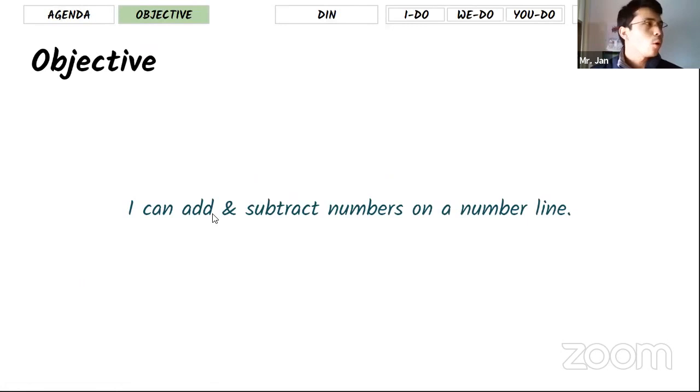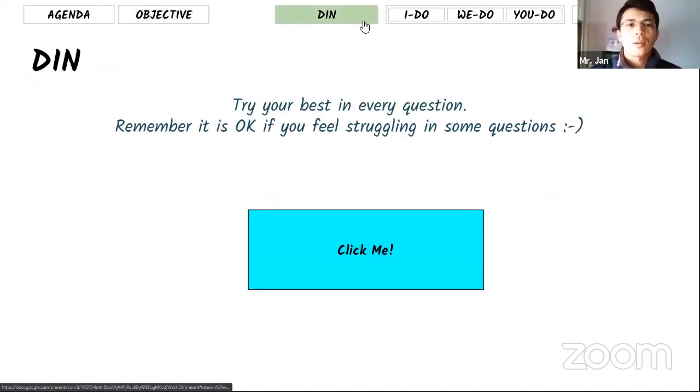Okay, so let's go to the objective. This is the goal that we need to do today. I can add and subtract numbers on a number line. I know we can add and subtract numbers using a calculator or mentally, but I'm not sure if you're familiar with using a number line. Not yet. Okay, so today we're going to practice a little bit how to do that. You already finished the Do Now, and we're going to move on.